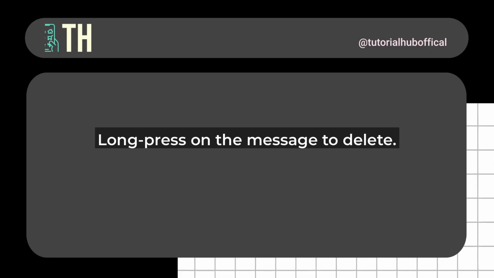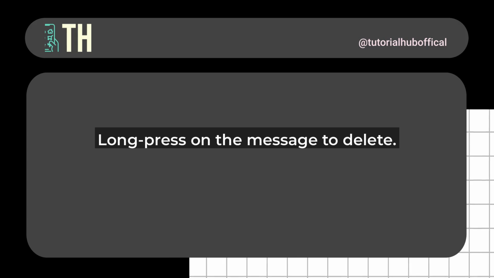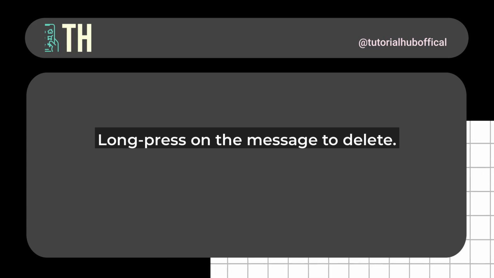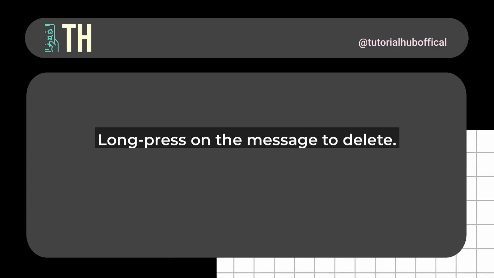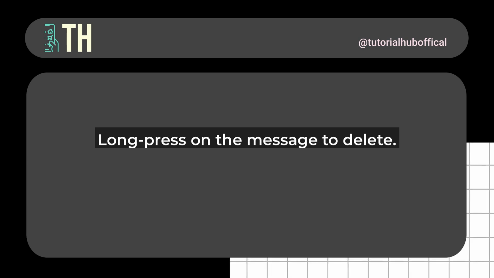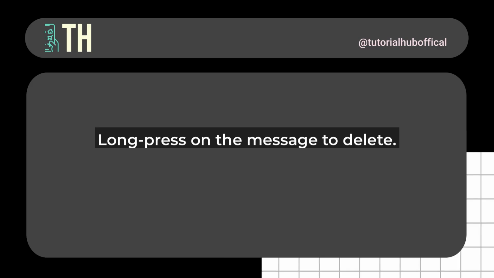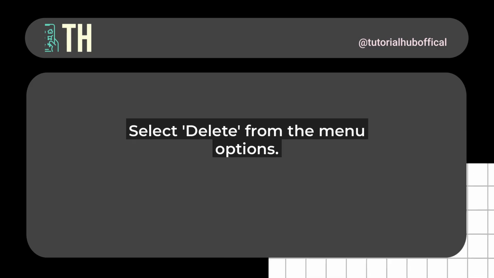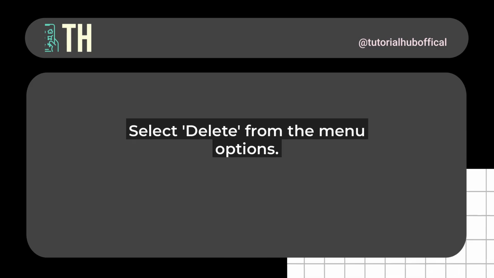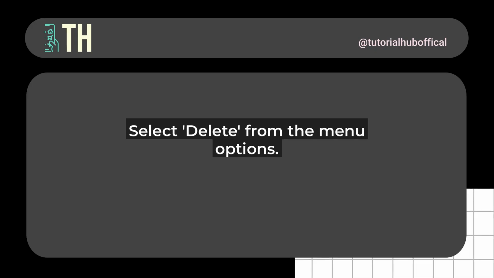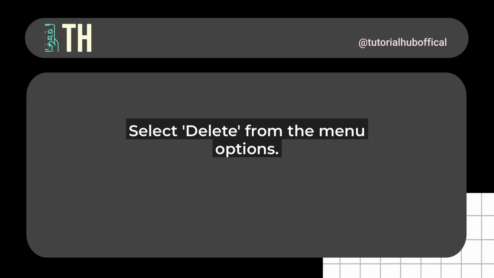Long press on the specific message you want to delete. This should bring up a menu with options like Delete or Edit. Select Delete, but hold on, there might be two types of deletion here. If you want to delete it just for yourself, choose that option. Or, if you're aiming to remove it for everyone in the chat, look for the Delete for Everyone feature, which is available if the message hasn't been seen yet.